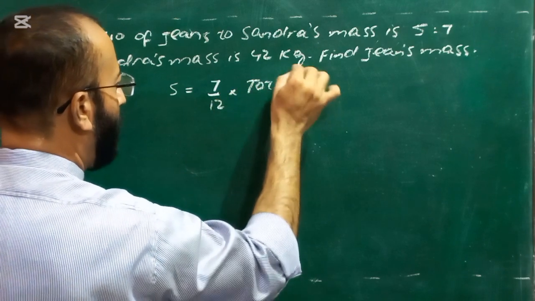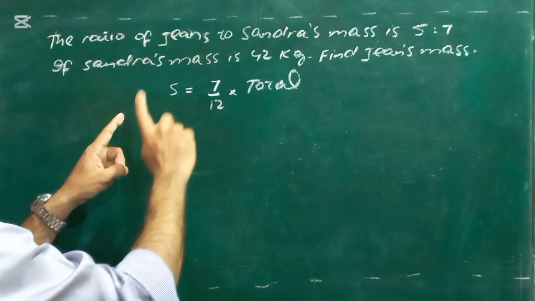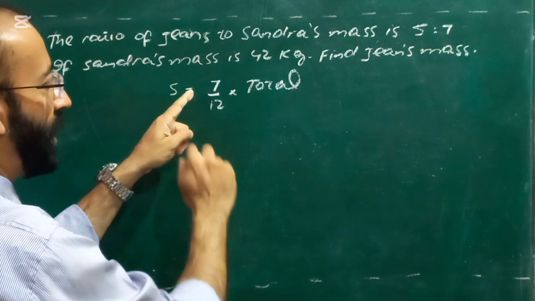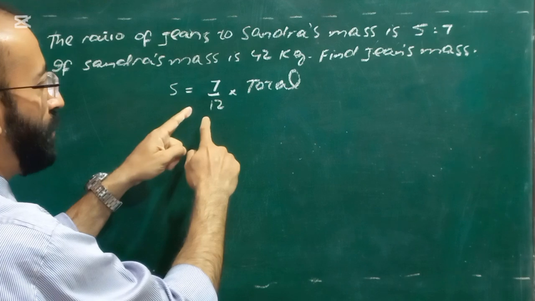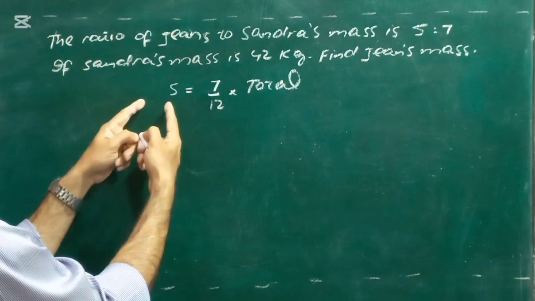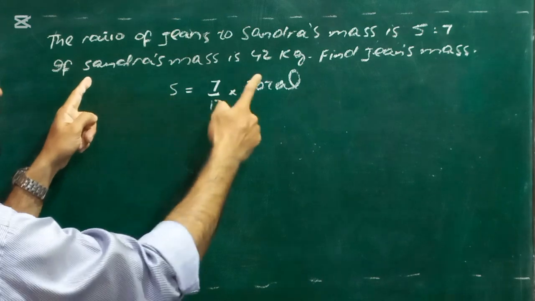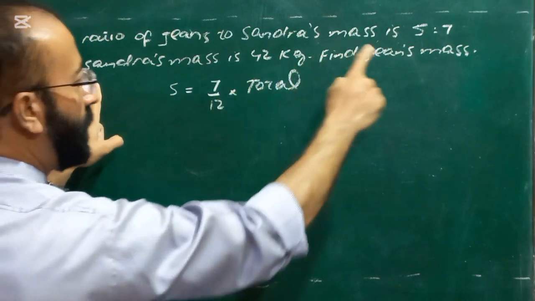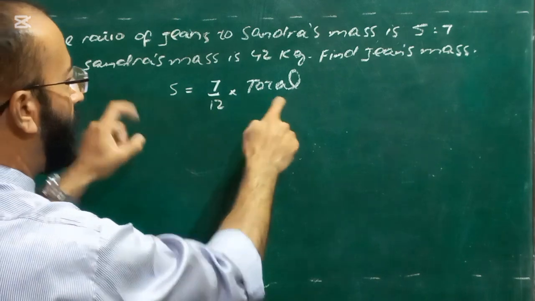So this is the method. The person whose quantity is given, that ratio will be put in the numerator. The sum of the ratios will be put in the denominator, multiplied by the total, which will give us the share of that person. So Sandra's mass is given, so Sandra's quantity is written in the numerator, sum of the ratio in the denominator, multiplied by total.